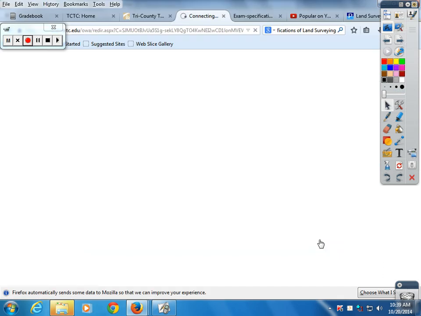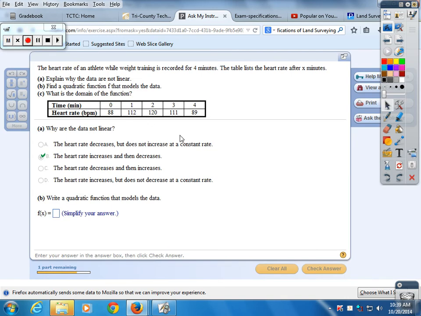Number 23, did we do this one? Okay, the heart rate of an athlete while weight training is recorded for 4 minutes. The table lists the heart rate after X minutes. Okay, first of all, this is a calculator question and a do-on-paper question. So go ahead and do the list for this one, and let's see what it looks like on your calculator. That means everybody do it.